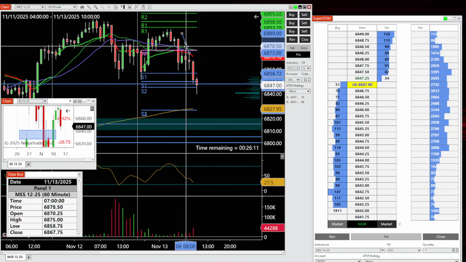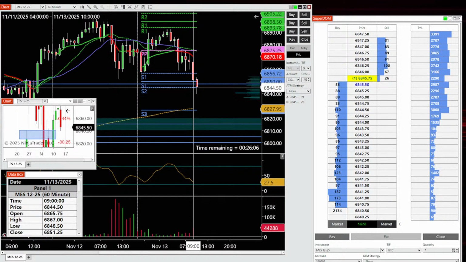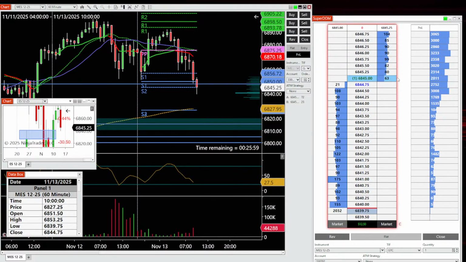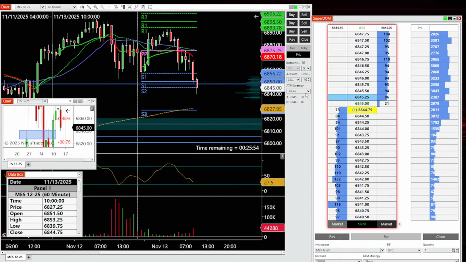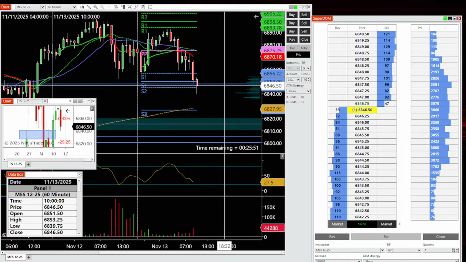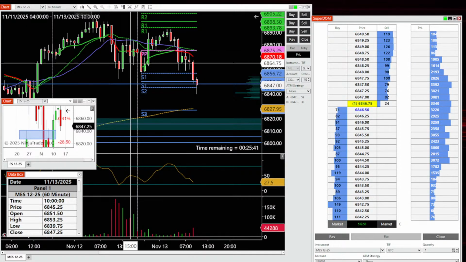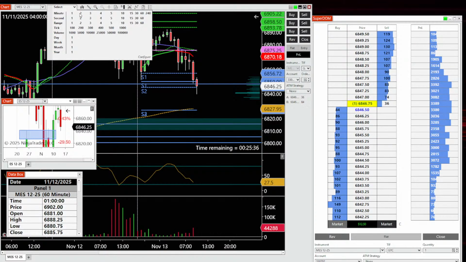So let's see. I like the 45 break because that'll give us the support 2, and a break of the S2 will give us the move down here. Is it going to shake us out before we can get there? That is the question. So this is the hourly chart. Let's go down to the 2-minute chart.